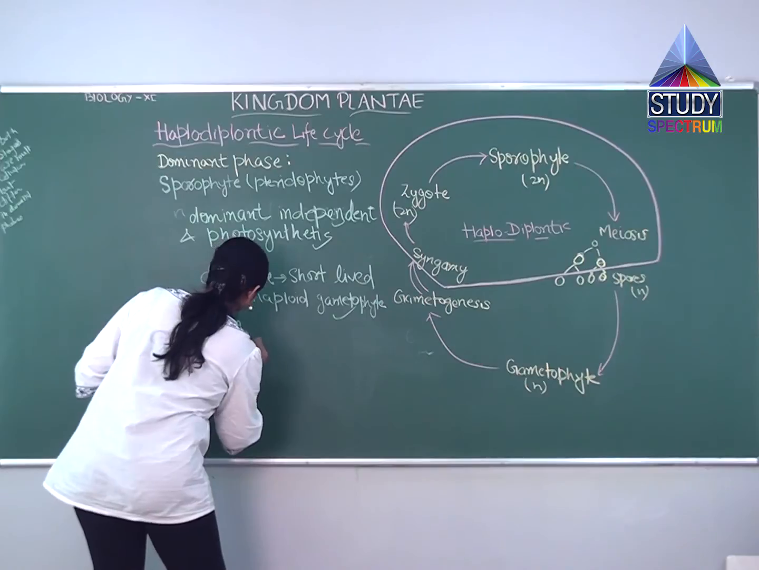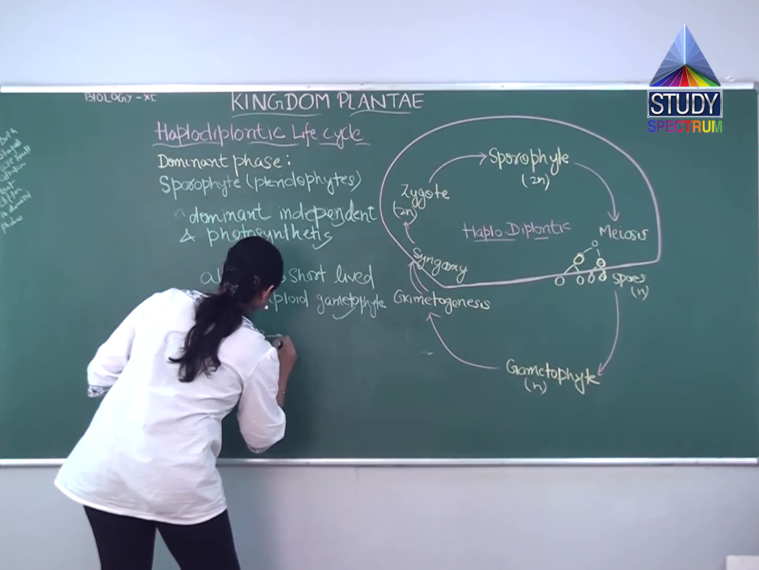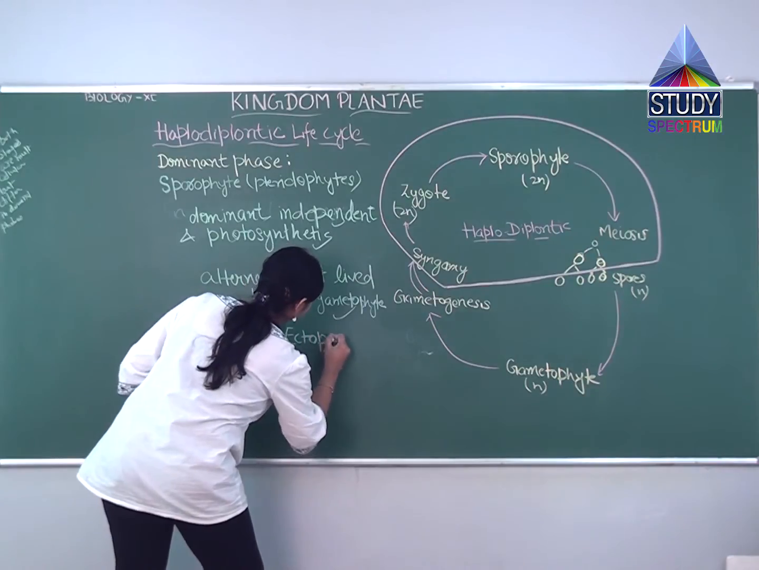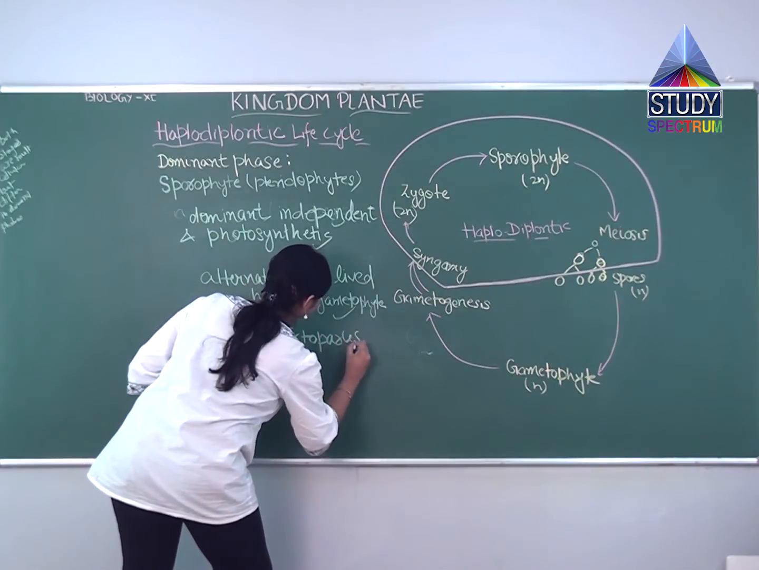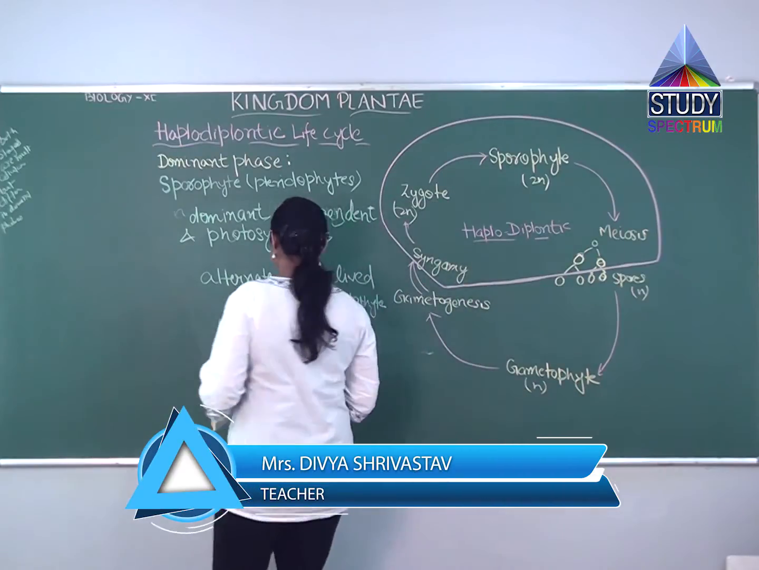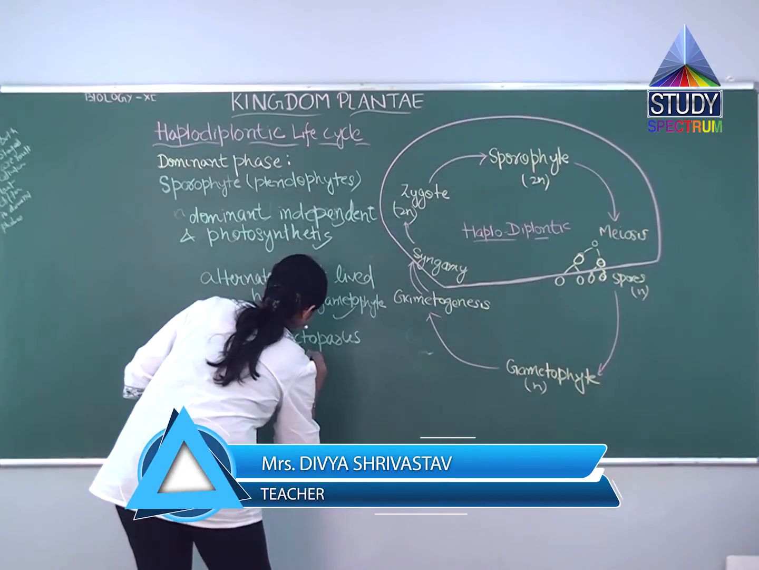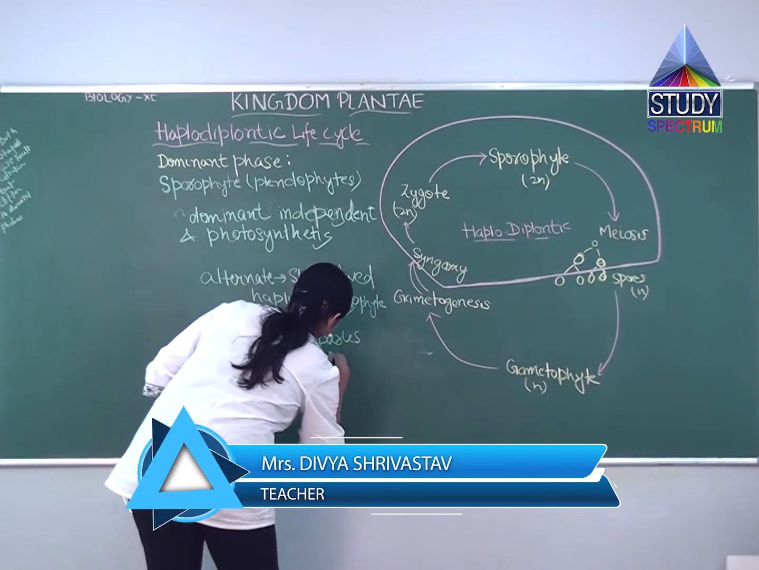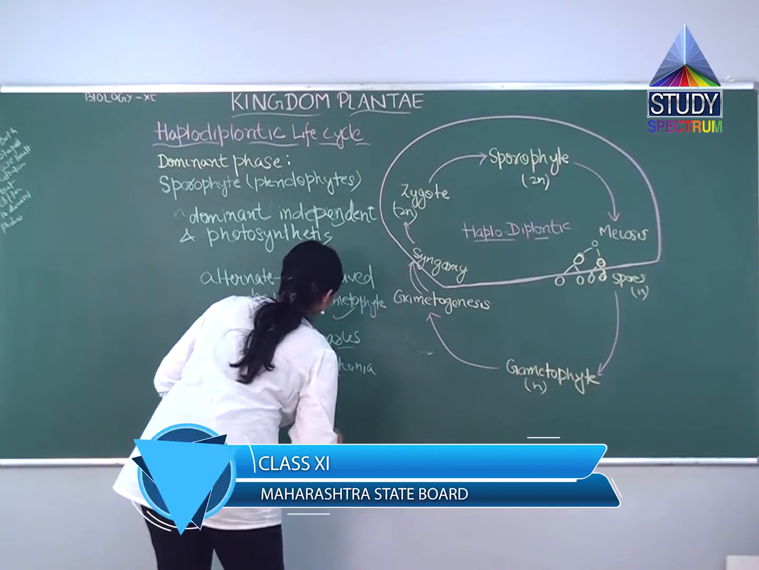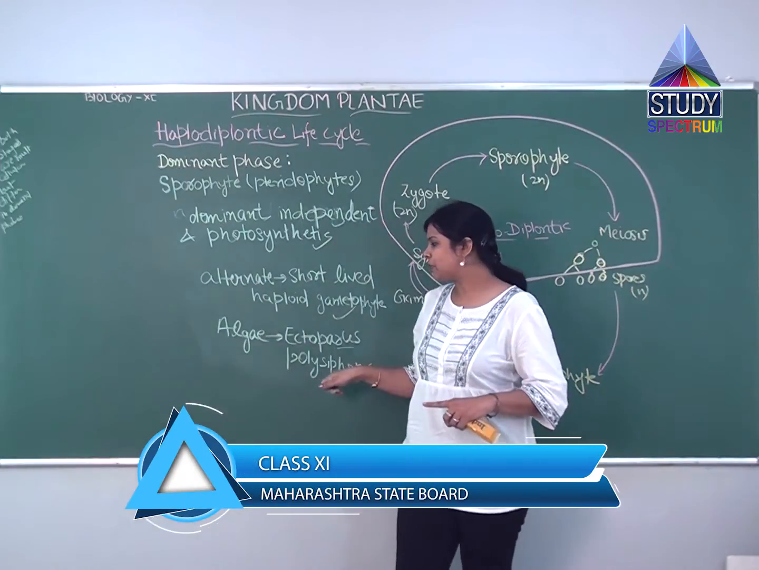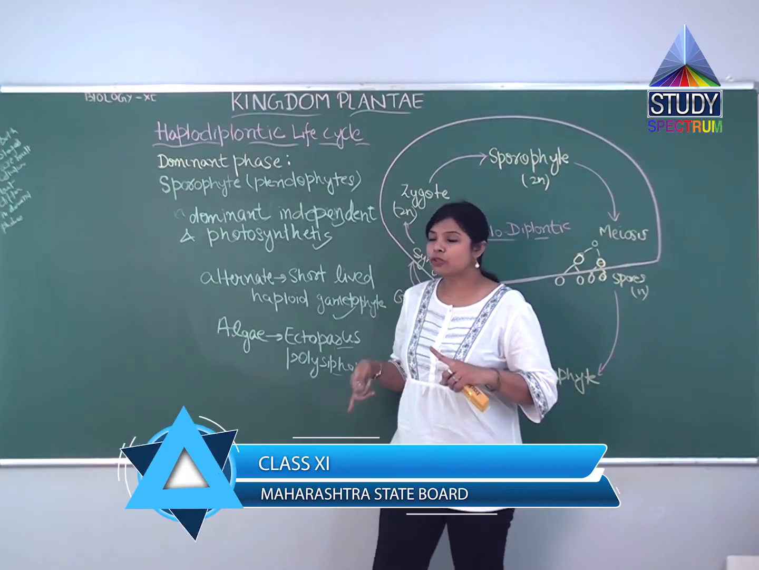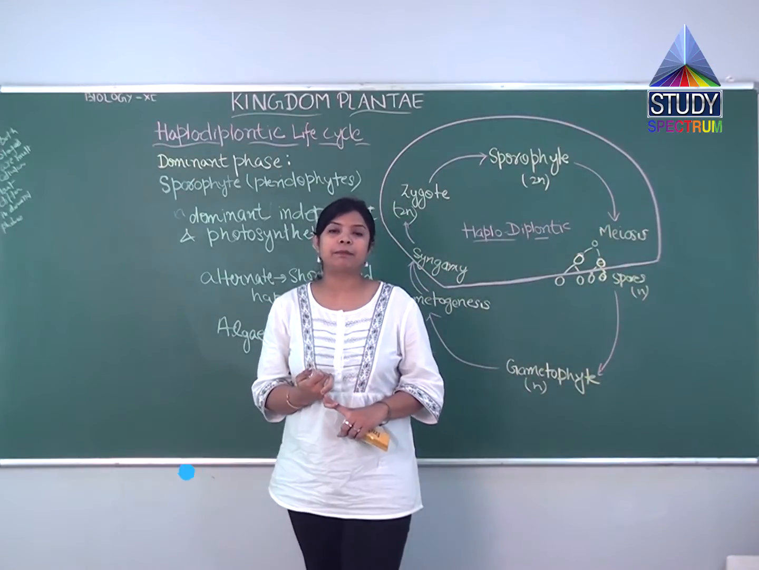So haploid generation means here in algae the body is thalloid, means the body is not well differentiated into root, stem and leaves. So that's why the algae body is thalloid. Because of that, the main plant body will be gametophyte, and the short-lived body will be the sporophyte. So this is about the general characteristics of algae.